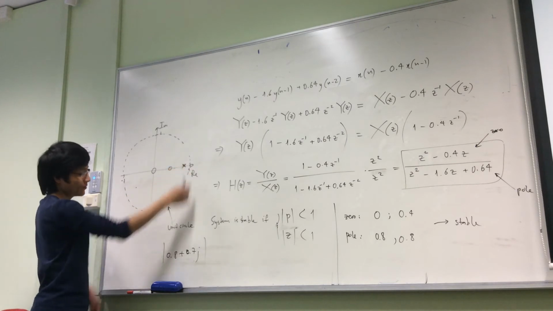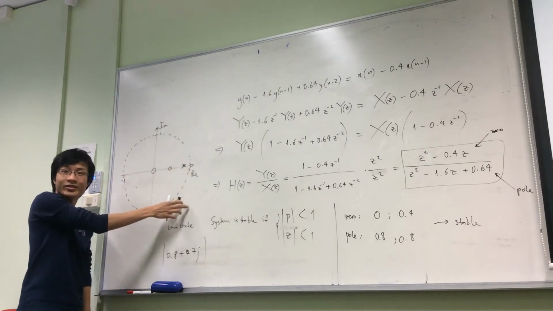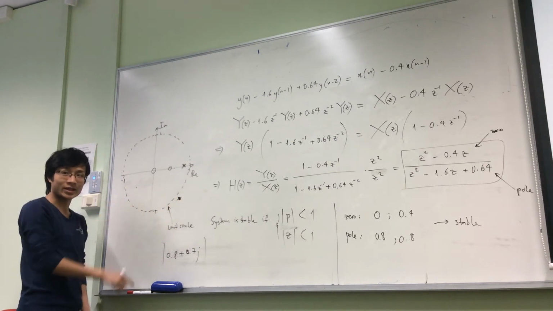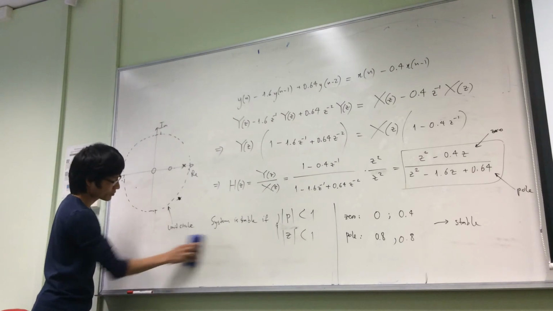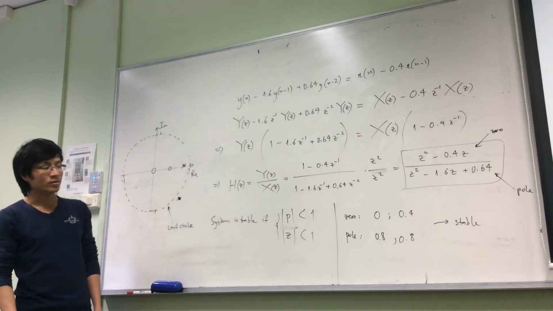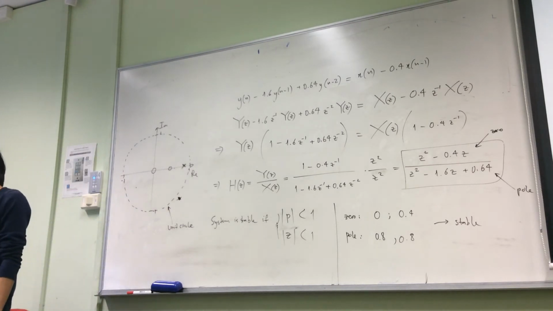Even if the real part and imaginary part are each less than 1, it can still be outside the circle. So be careful. If it's coming in j, you need to check the absolute value to make sure.